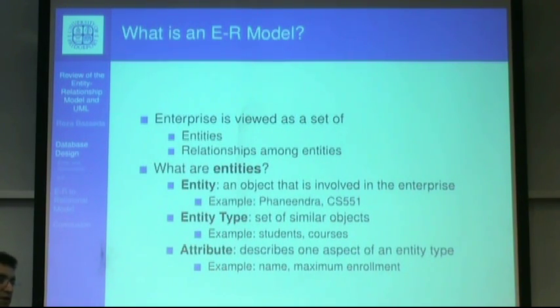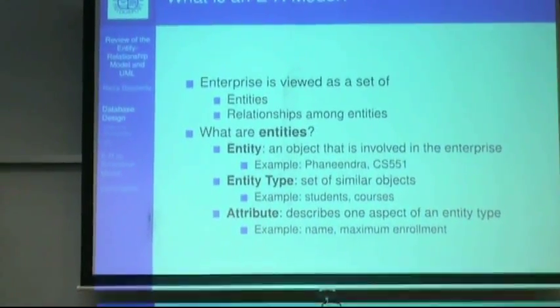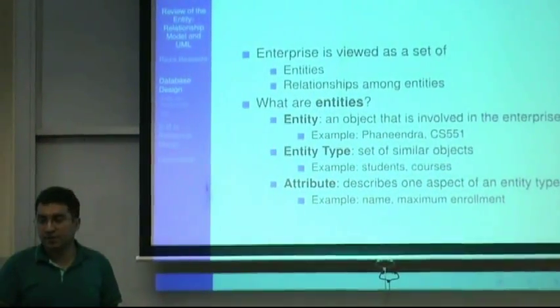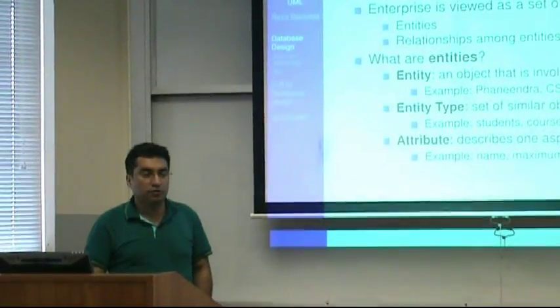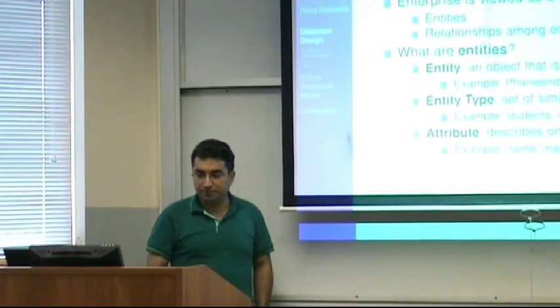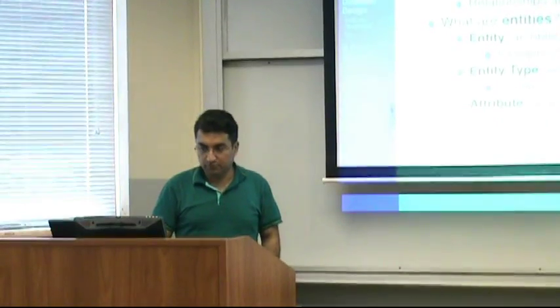Then you have to specify how students are related to the courses, or how students are related to the professors, or how professors are related to classes and sessions. So the first step in building an ER model is viewing the enterprise as a set of entities and also relationships between those entities. What are entities? You mentioned right now in your example. For example, student is an entity. Okay, so the concept of the student as an entity.